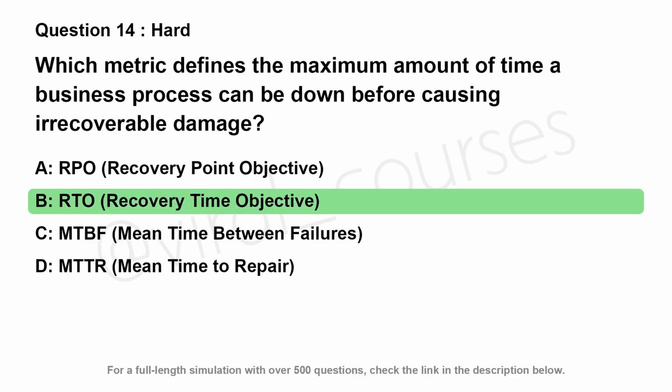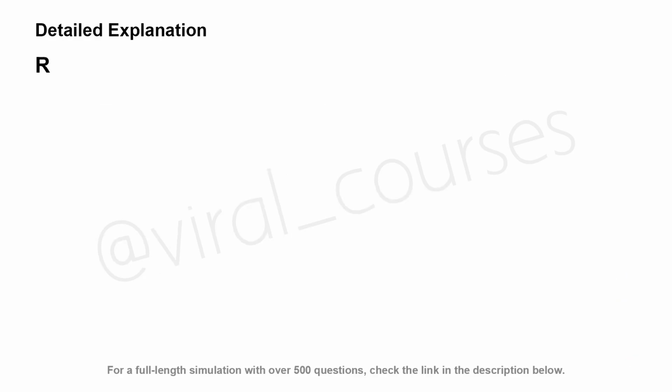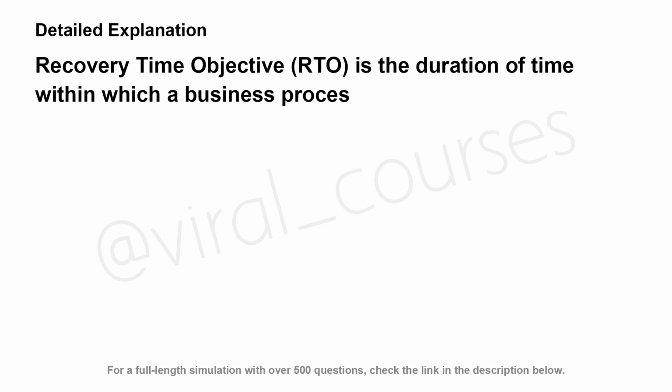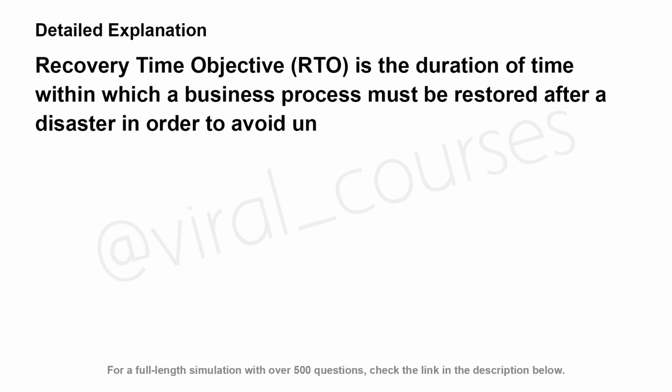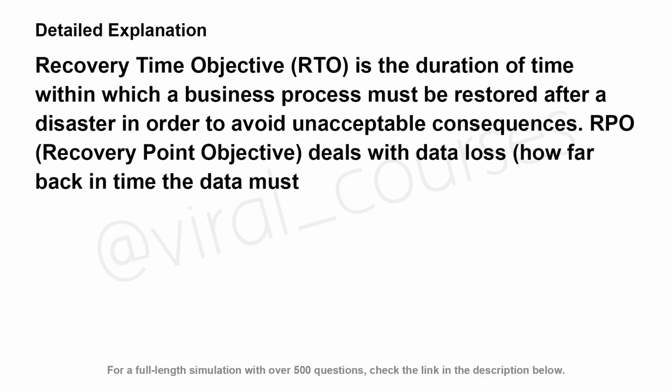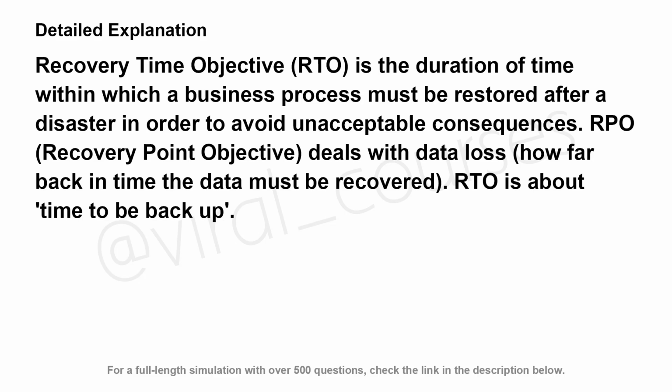The correct answer is B. Recovery Time Objective. RTO is the duration of time within which a business process must be restored after a disaster in order to avoid unacceptable consequences. RPO, Recovery Point Objective, deals with data loss, how far back in time the data must be recovered. RTO is about time to be back up.